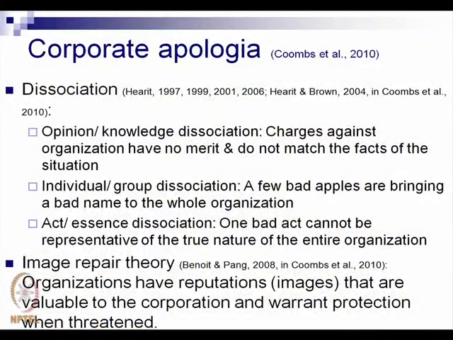Image repair theory talks about, please focus on the screen, thank you. Image repair theory explains that organizations have reputations or images that are valuable to the corporation and warrant protection when threatened. So our image is very important, and I just told you why image is important. The image really leads to word of mouth, which really feeds back into the negative emotions people experience. All the stakeholders, except for the actual team members involved in dealing with the crisis, all that everybody else has is the impression, what the media tells them, and that needs to be managed aggressively.